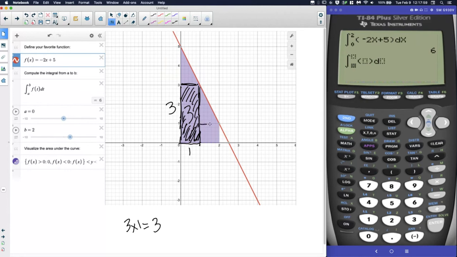And then let's see, we have another shape here. It's a square. Square is 1 by 1. So the area here is going to be 1. That's 1. Then we have a triangle here.